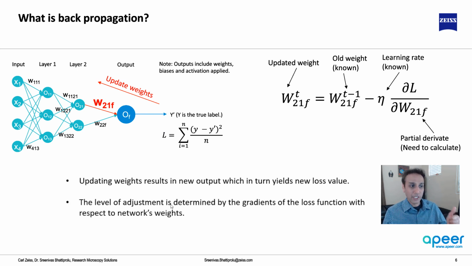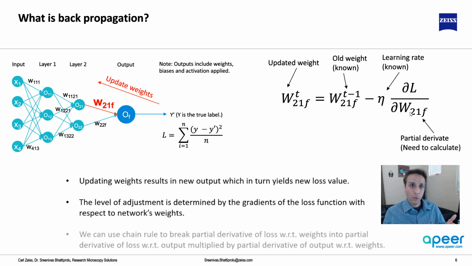The level of adjustment is determined by the gradient of the loss function with respect to the network weights. We already established that right here: the gradient of loss with respect to weight. But output is a function of weight, sorry. This is where the chain rule comes into the picture. I hope you're not confused. We'll get to this in a second again. We'll spend a few more minutes, so hopefully it makes things a bit clearer.